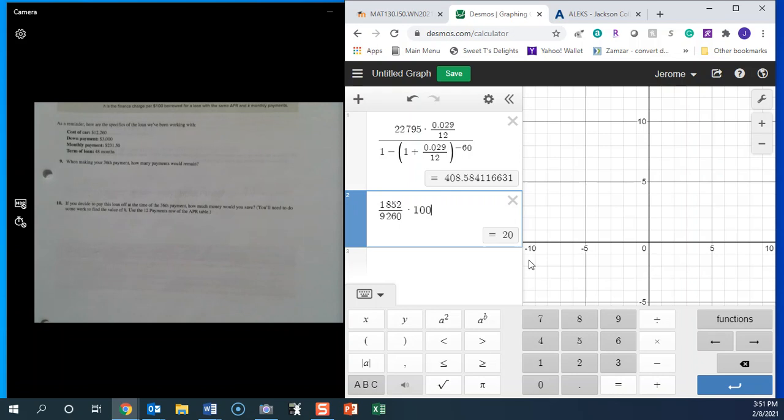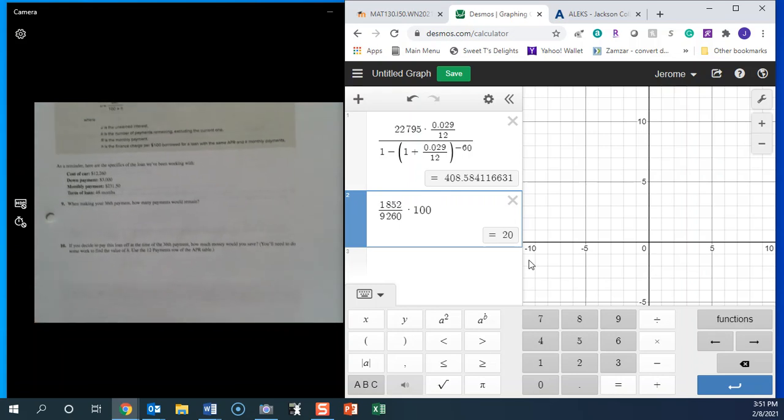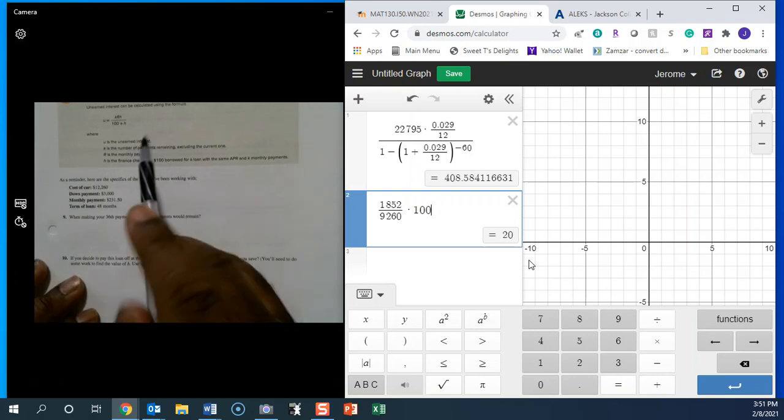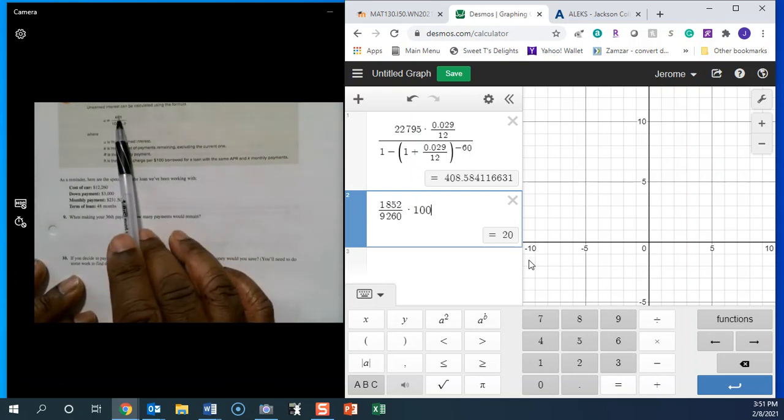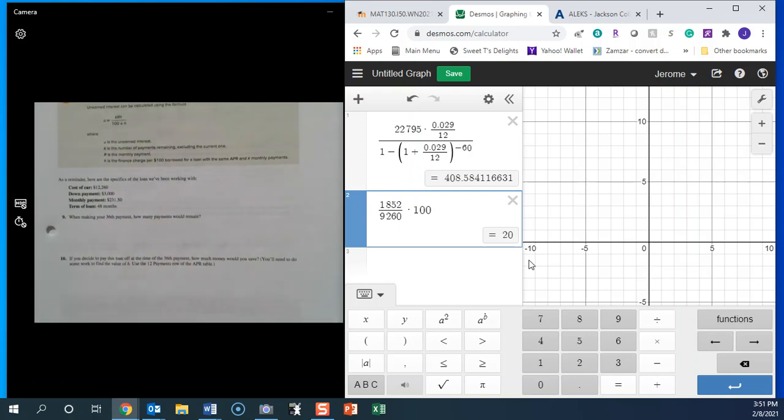All right, now we move on to the next page. They give us the actuarial method. We have U is equal to KRH divided by 100 plus H. U is unearned interest. K is the number of payments remaining, excluding the current one. R is the monthly payment. H is the finance charge per $100 borrowed for a loan with the same APR and K monthly payments.